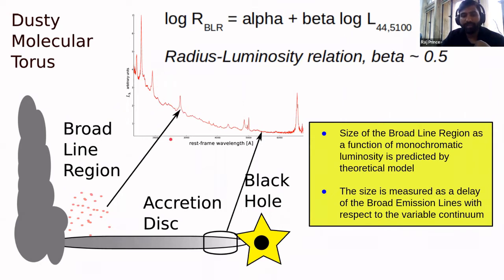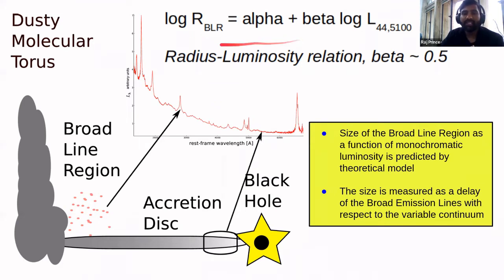From the study we found that we can estimate the size of the BLR, which comes from the time delay. Basically, R_BLR is the speed of light, c, times the time delay between the emission line and the continuum. And it has been seen that they follow a specific relation as a function of the monochromatic luminosity of the source.